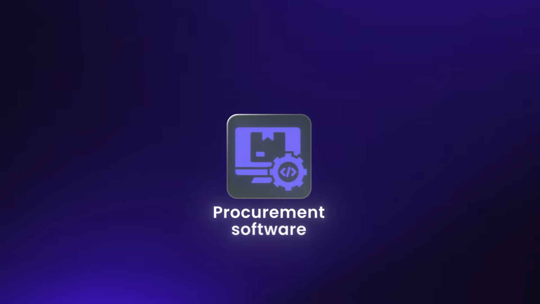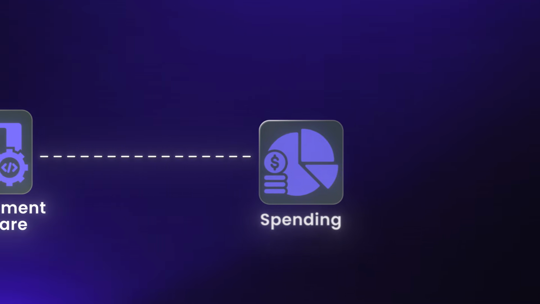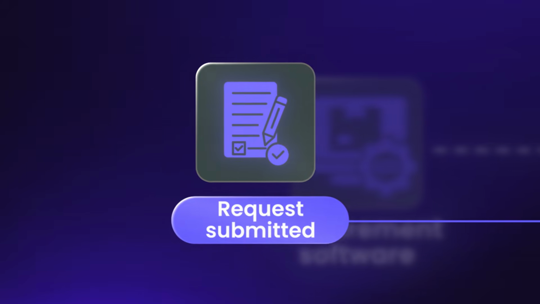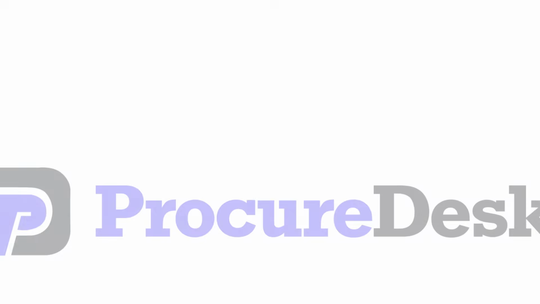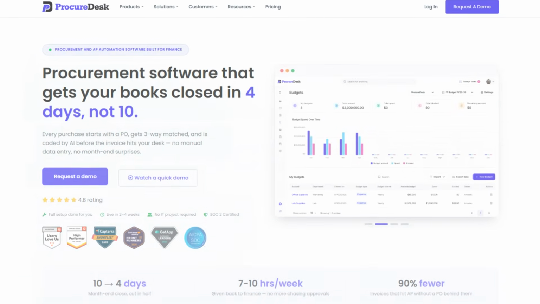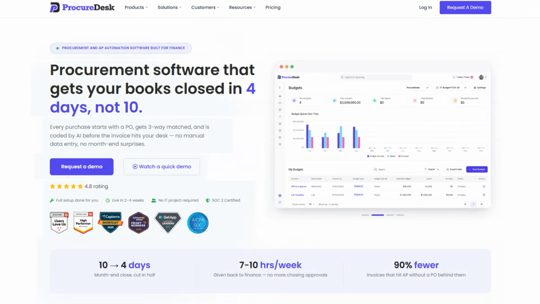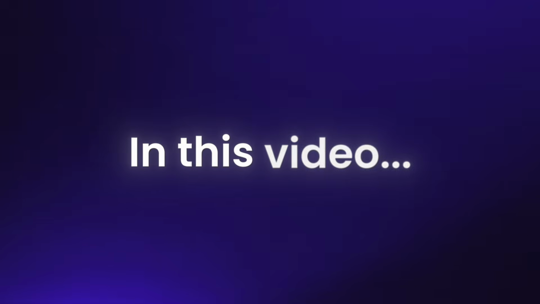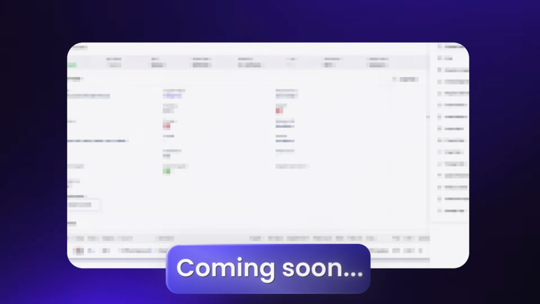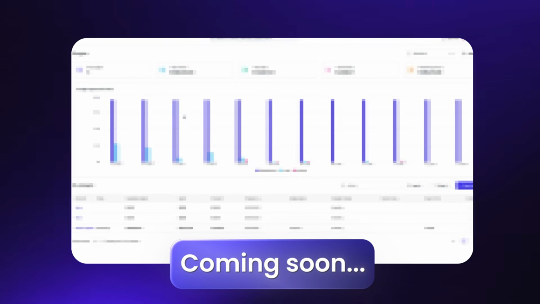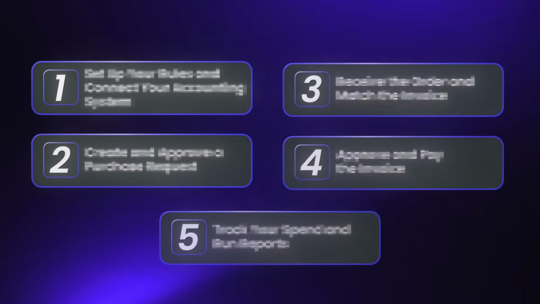Procurement software is what a company uses to control its spending, all the way from somebody putting in a request for what they need to purchase to the time you pay the vendor. ProcureDesk is a software that we have built to solve exactly the same problem after spending almost 20 years in procurement myself. So in this video, I'm going to walk you through all the key features live on the screen so you can see what are the key features that you need in a procurement software and how it helps you control spending. Let's get into it.